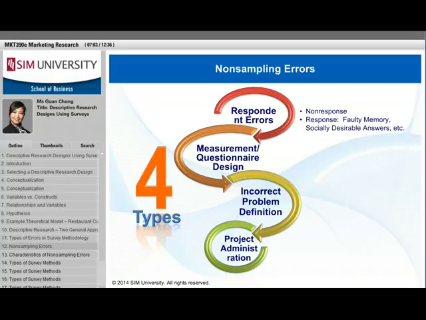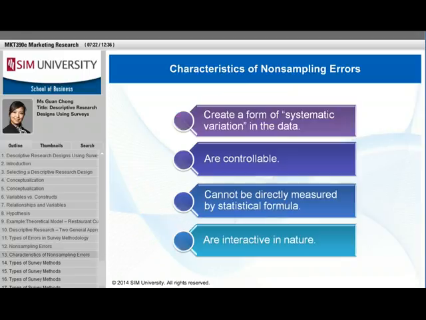Faulty problem definition error occurs when decision makers and/or researchers misinterpret the true nature of the problem situation. Lastly, project administration error occurs with improper execution of the steps in gathering and processing data. Characteristics of non-sampling errors include creating a form of systematic variation in the data. They are controllable. They cannot be directly measured by statistical formula, and they are interactive in nature.